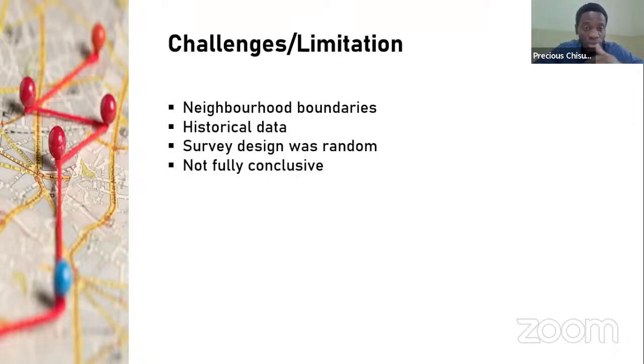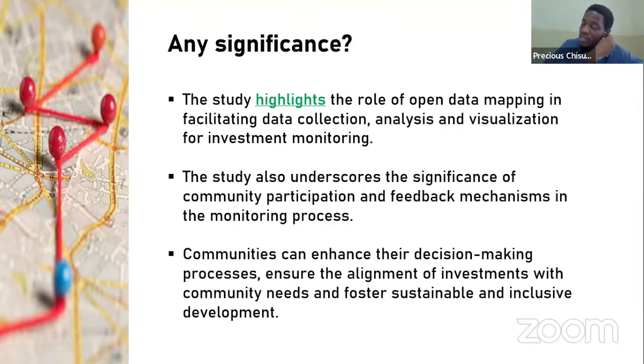There were virtually no neighborhood boundaries, except for one side, which is under the city council. They had a different boundary. So it was actually the community local nodes that helped us in identifying the boundaries of the area we were targeting. In as much as the study was not fully conclusive, there were a number of significances.